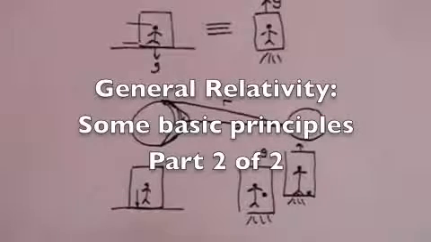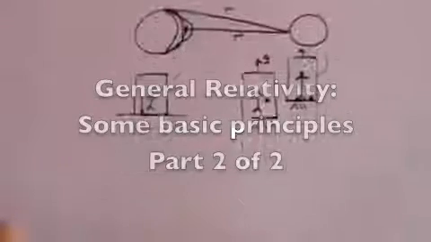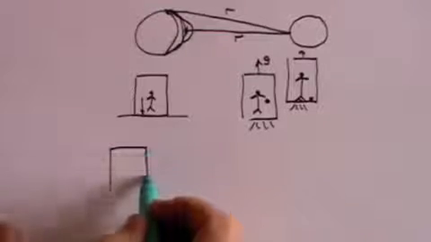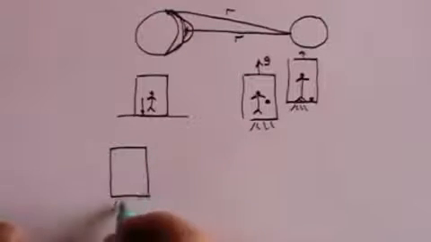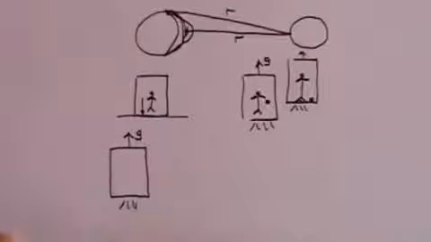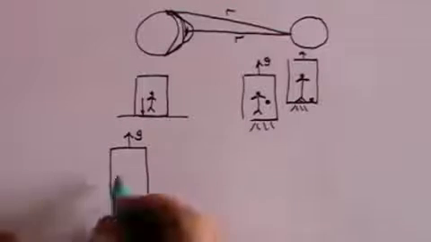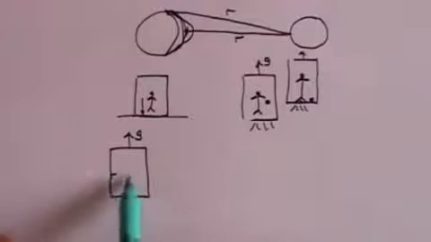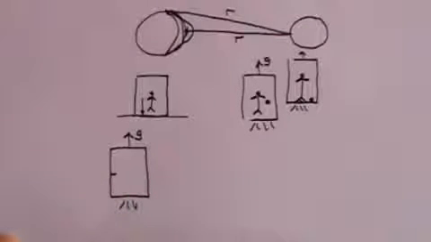Now consider again the same box, but this time it's in a rocket which is accelerating with acceleration g. And we have a beam of light which we're going to shoot across the rocket. What will happen to that beam of light?